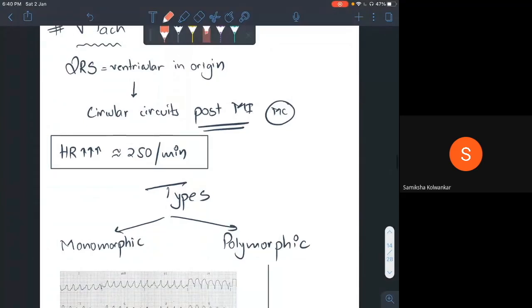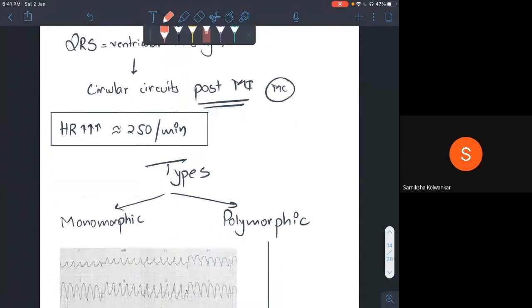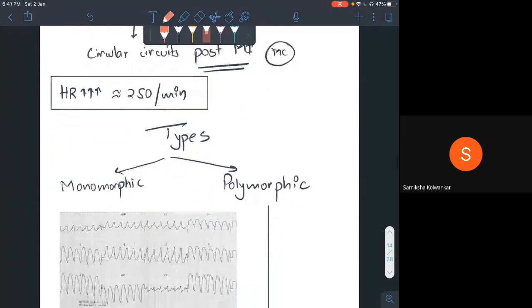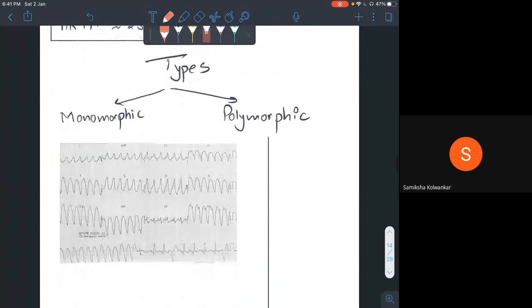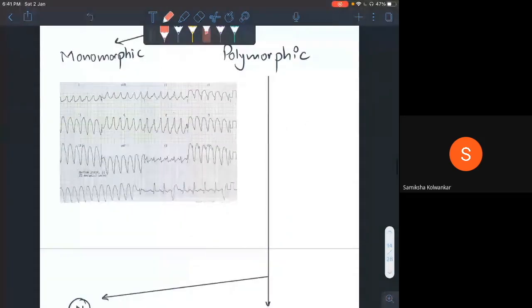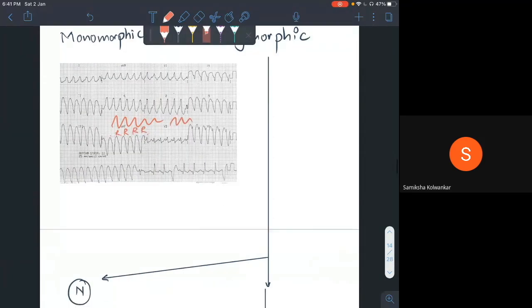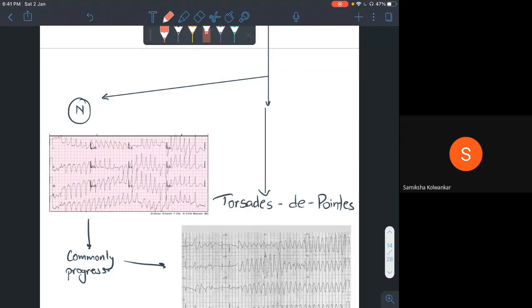Right. So VTAC is ventricular in origin. It's usually post MI, where there are circular circuits being formed because of dead tissue. The heart rate is extremely high, 250 beats per minute. There are two types. Monomorphic, which you've probably seen, they just go up and down, up and down. It's like there are just R waves all around, the same sort of R waves again and again. Then there's polymorphic. Polymorphic is divided into two types again.